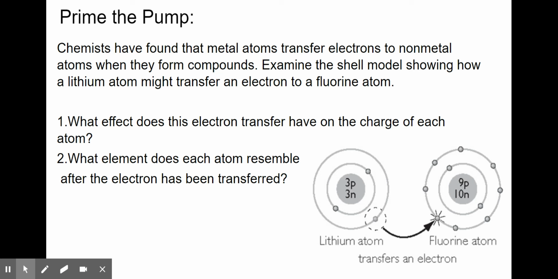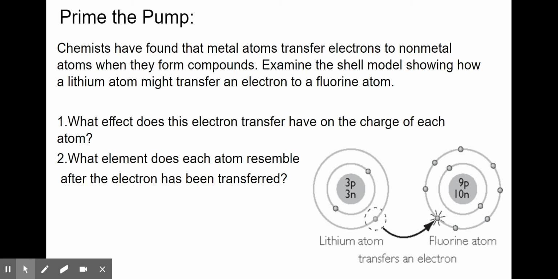Okay, let's prime the pump here. Chemists have found that the metal atoms transfer electrons to non-metal atoms when they form compounds, okay? So examine these two shell models that we have here, lithium and fluorine. This is going to try to show us why lithium, or the metal, will transfer an electron to a non-metal. What effect does this electron transfer have on each charge of the atom?